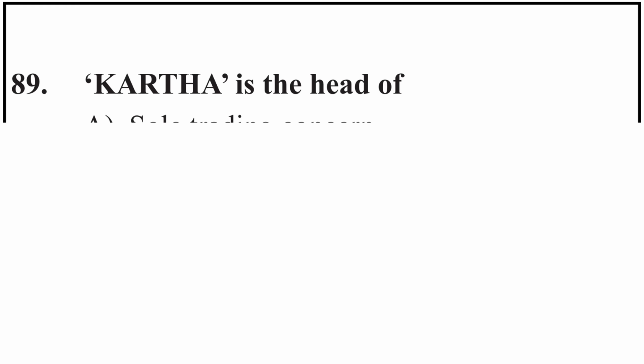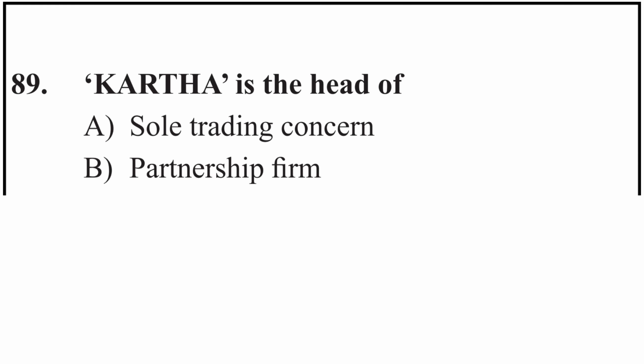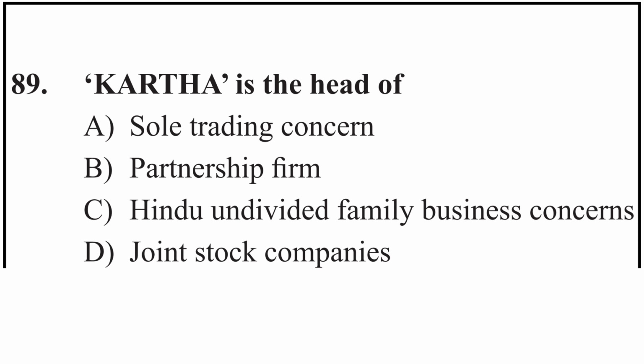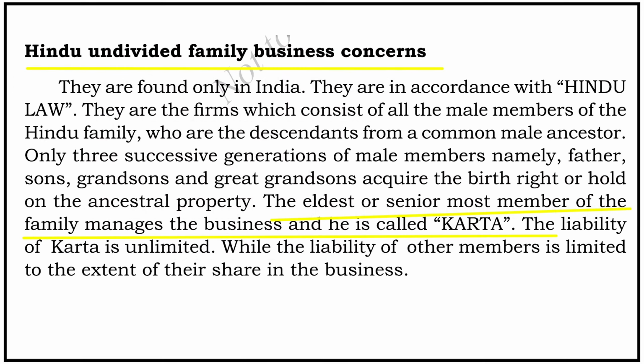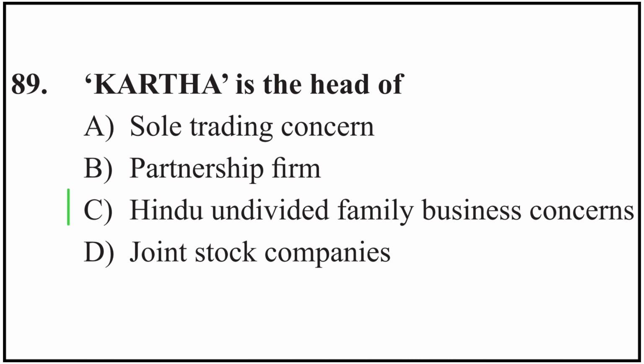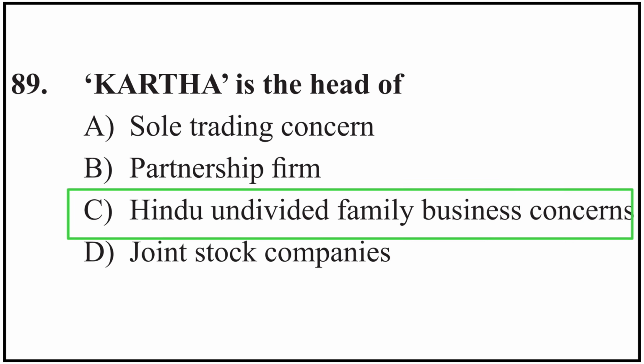89. Karta is a head of, our options are A. Sole trading concern, B. Partnership firm, C. Hindu undivided family concerns, D. Joint stock companies. Here is the answer. Hindu undivided family business concern. The eldest, senior most member of the family manages the business and he is called Karta. Our right option is here C, Hindu undivided family business concern.